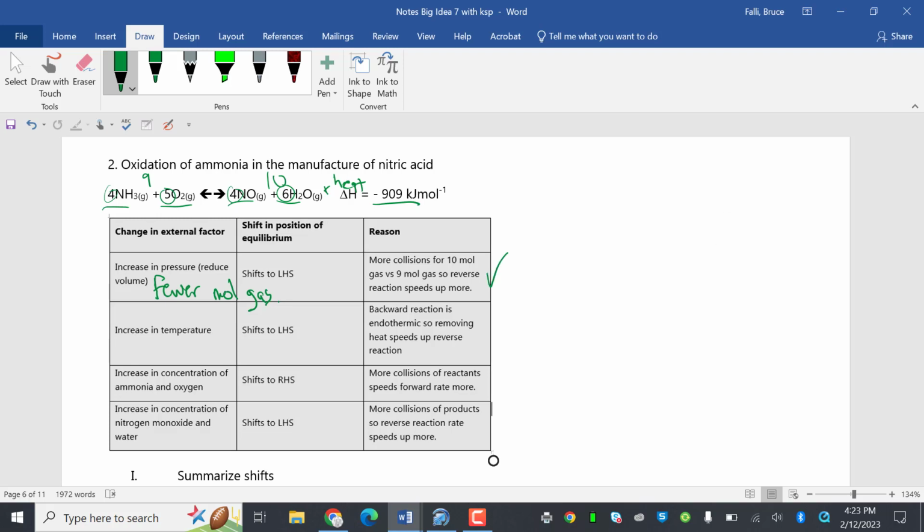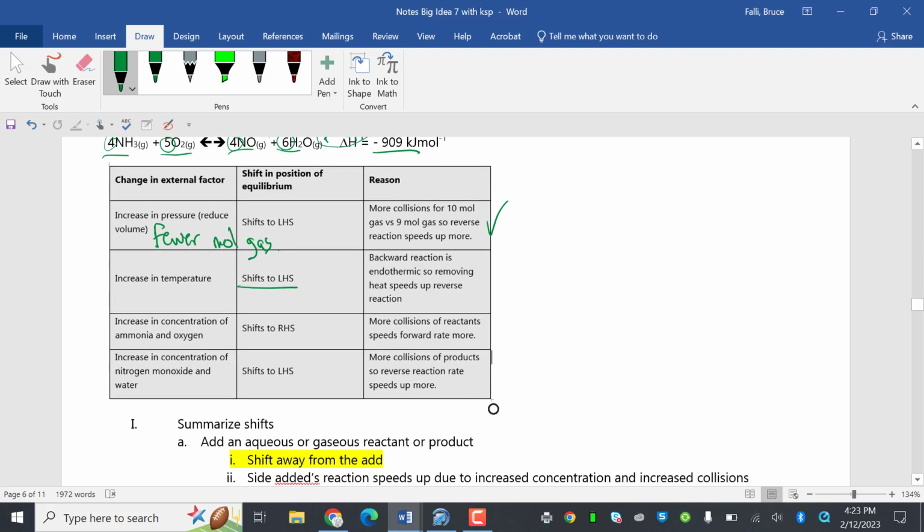If I increase the temperature, remember it's going to shift away from heat. It's going to shift to the left-hand side. Backward reaction is endothermic, so adding heat speeds up the reverse reaction more.